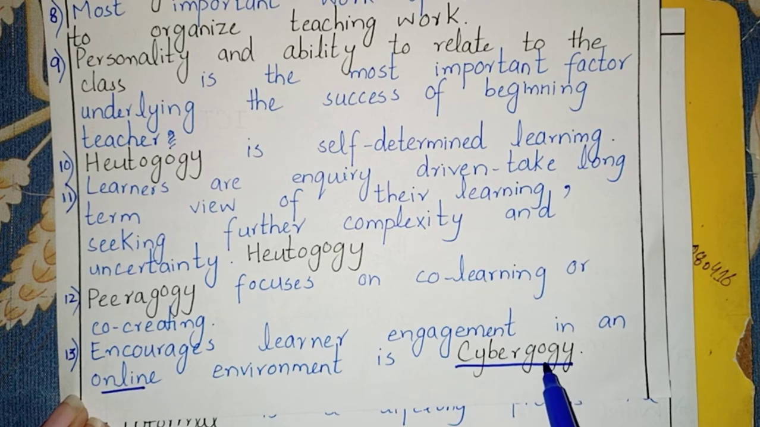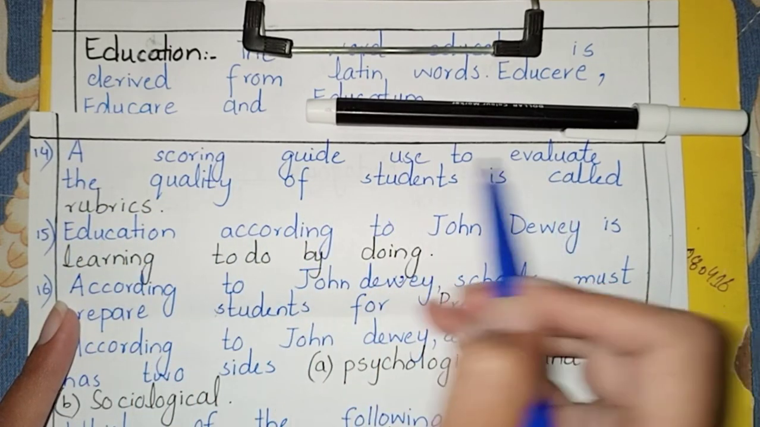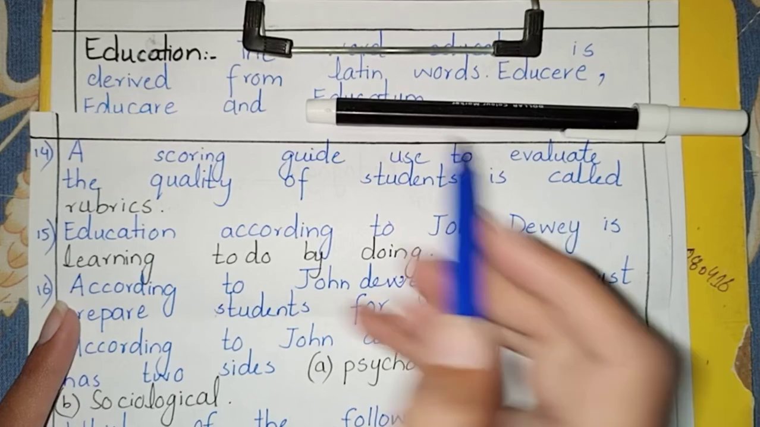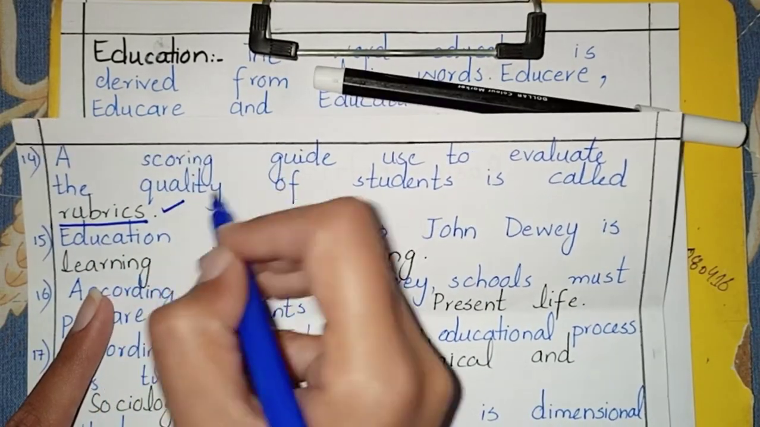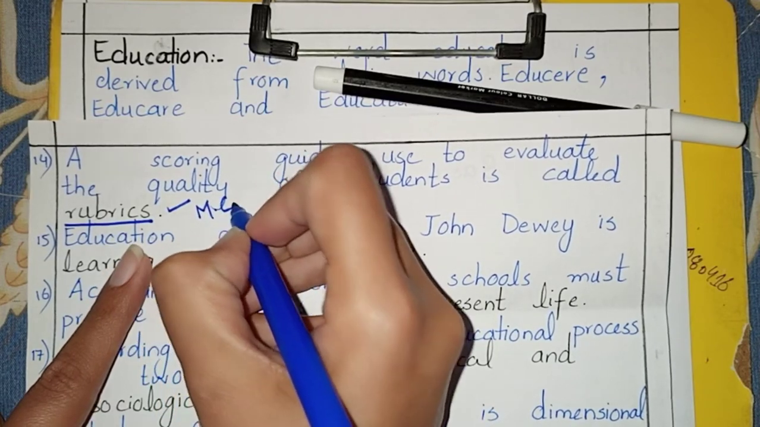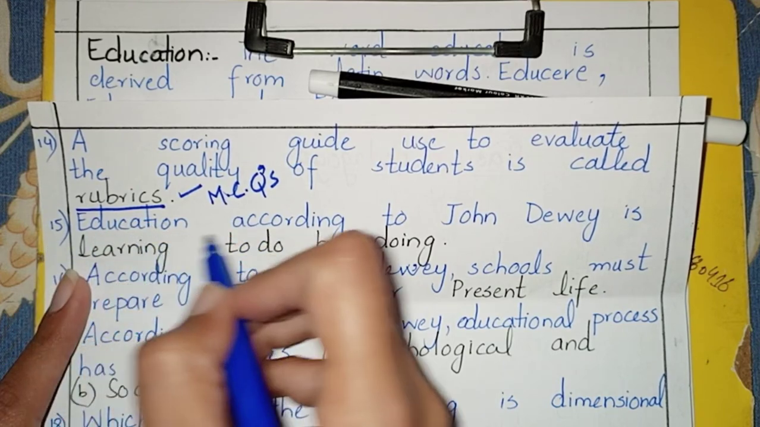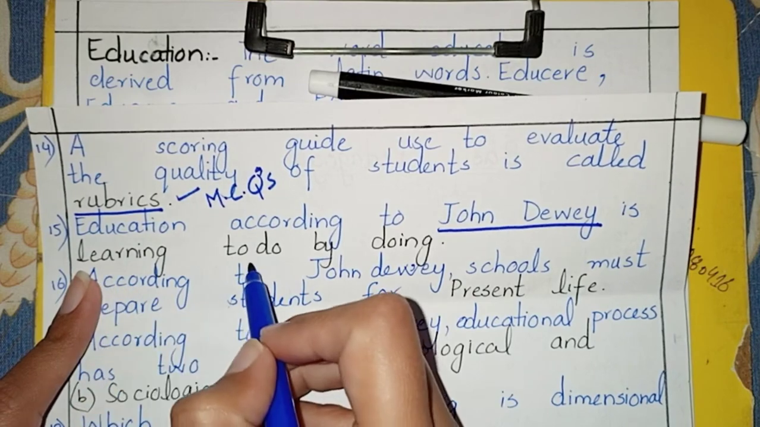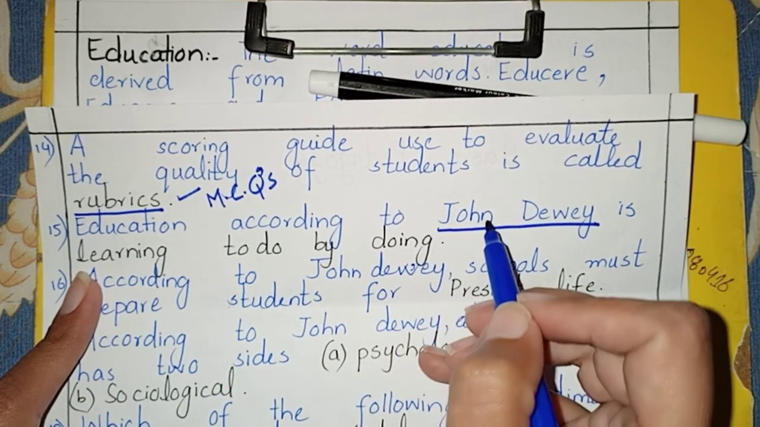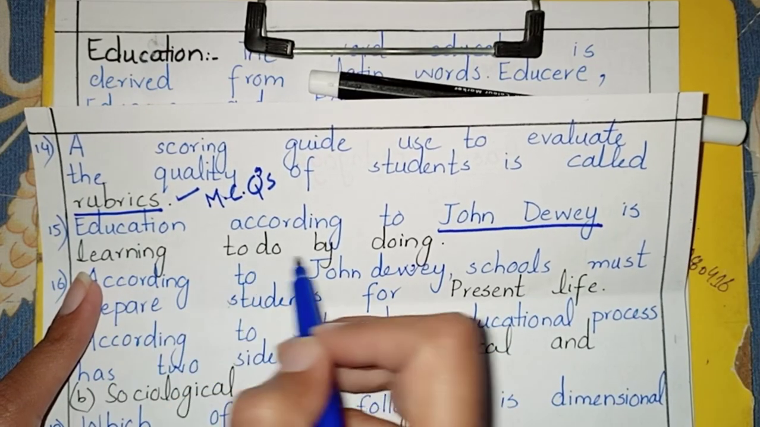Cybergogy, study of online. Online study is called cybergogy. Question number 14. A scoring guide used to evaluate the quality of student work is called rubrics. Remember, it is important for the MCQs. Question number 15. Education according to John Dewey is learning to do by doing. Remember, according to John Dewey, education is learning to do by doing.